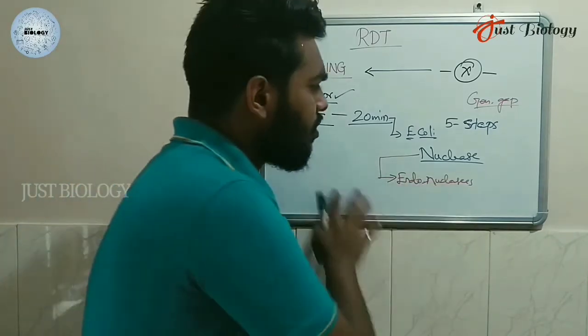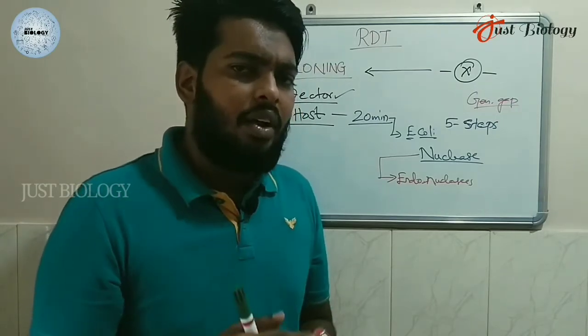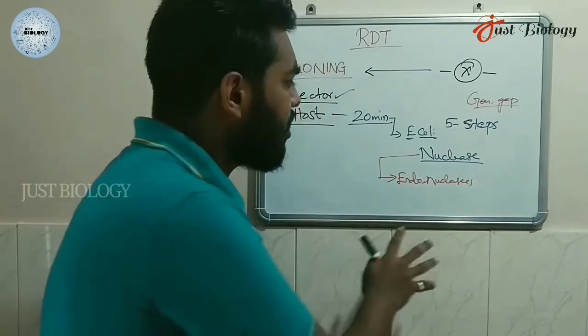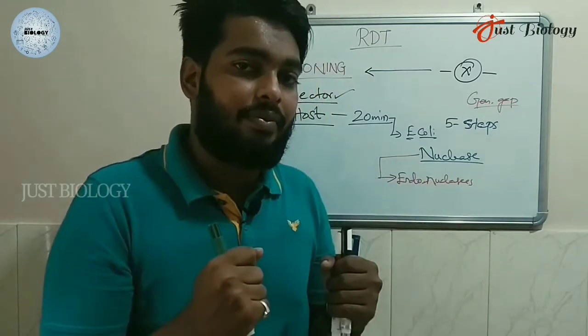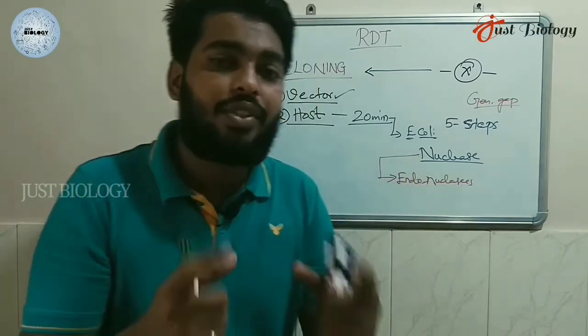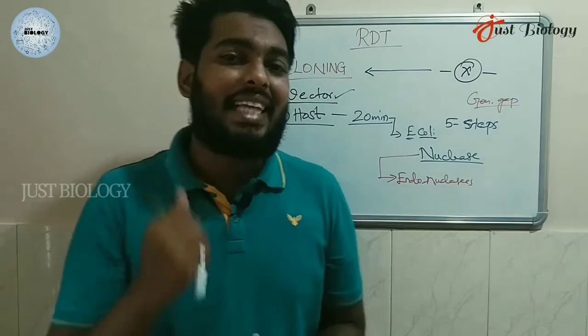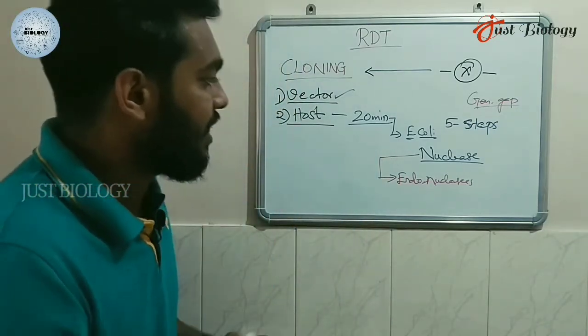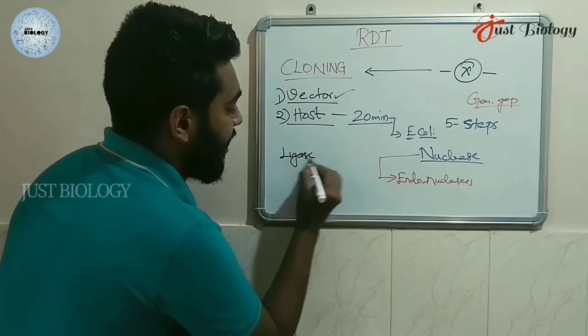Then once you got the DNA fragment as well as you restricted the vector, what you need to do? Then you need to join both the fragments as well as the vector, both the vector as well as the fragments which you digested. For that also you will use an enzyme called ligase. That enzyme will join the DNA.